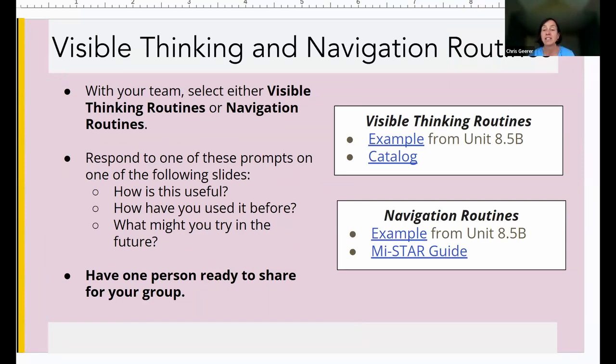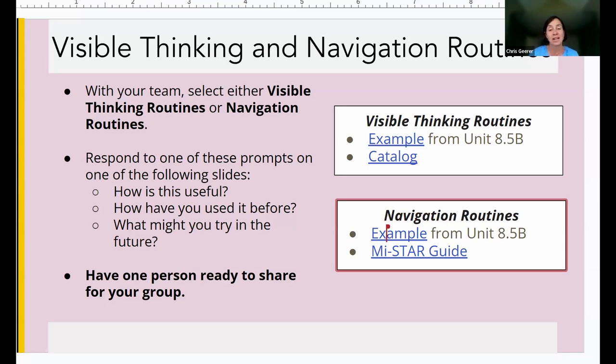And then for the visible thinking teams, there's also a link to that catalog that is part of our resources document. For the navigation guides, there's an example from Unit 8.5B and a link to the MyStar guide. When we do something new, we write up here's what we're doing and here's why we're doing it.